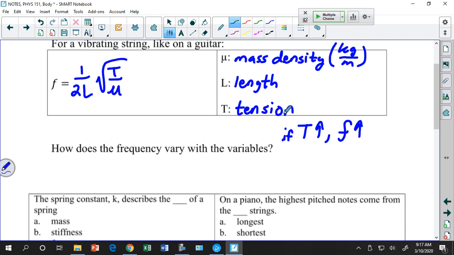In fact, if my tension increases, say, by a factor of 4, by how much does my frequency increase? Well, whatever I do to the right-hand side, I have to do to the left-hand side. And here I'm multiplying this times 4. Do I get a factor of 4 over here?